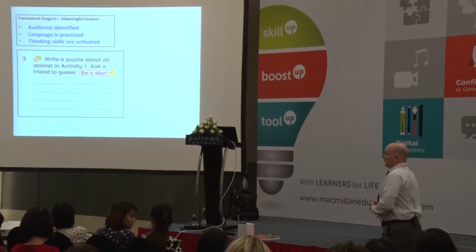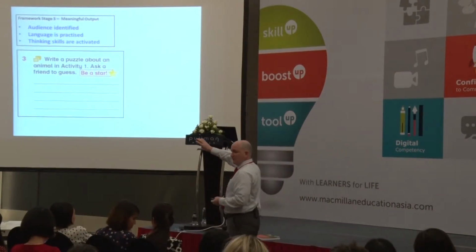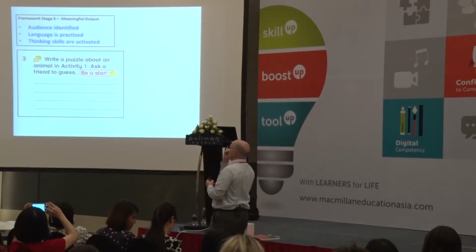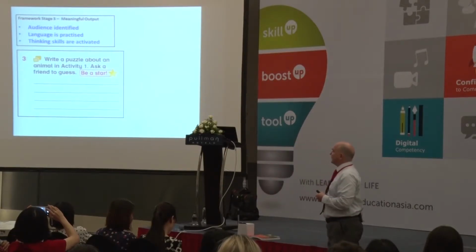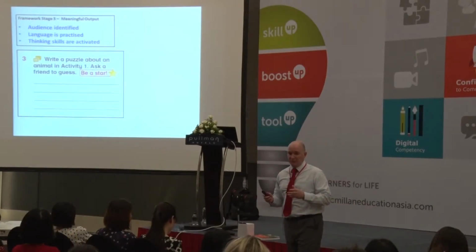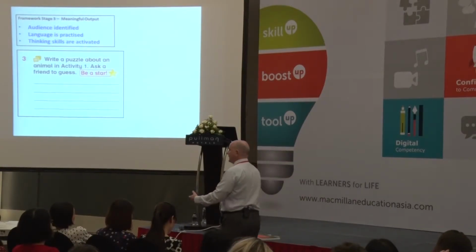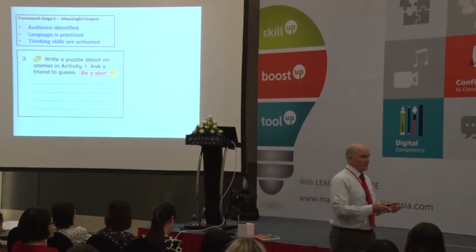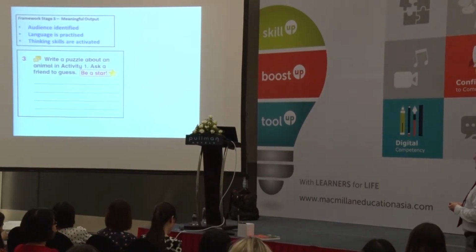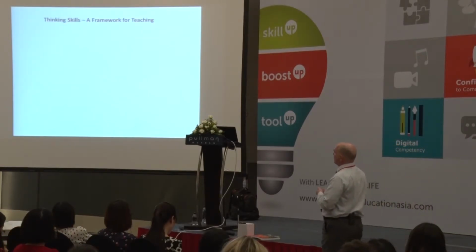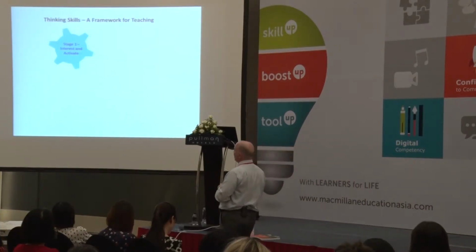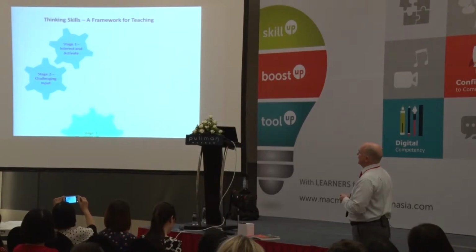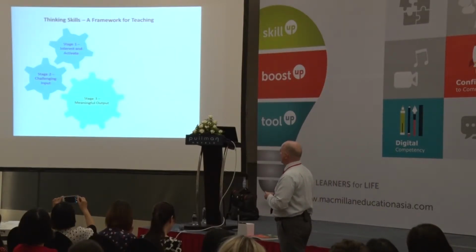So now they have to write their puzzle. They've already had a model beforehand. They've been introduced to comparatives. They're stimulated for the interest with animals, and now they can use their thinking skills to write a puzzle. Then the students do it again, because they're reading each other's, so they're playing this game and guessing and sharing each other's information. So just to recap on that framework, stage 1, we interest and activate. And we have challenging input and meaningful output.